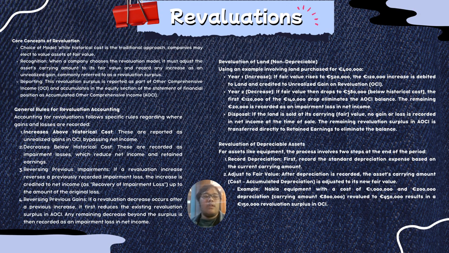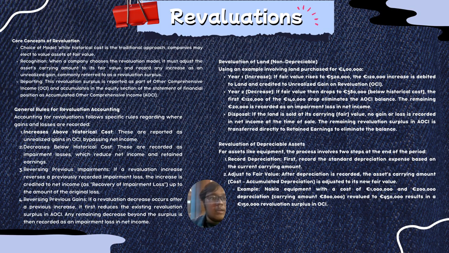And for the examples of revaluation, firstly there is the revaluation of land or things that are non-depreciable, as you can see in here. And for the disposal itself, if the land is sold at its carrying fair value, no gain or loss is recorded in net income at the time of sale. The remaining revaluation surplus in AOCI is transferred directly to retained earnings to eliminate the balance.